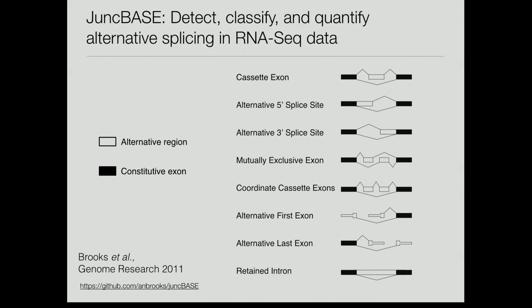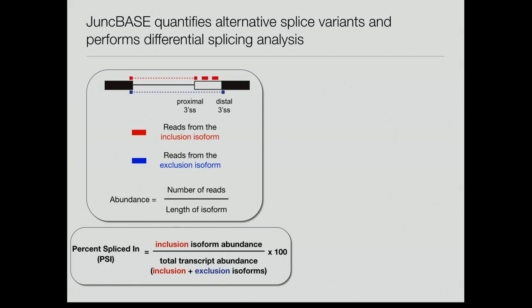And so with JuncBase, you're able to detect alternative splicing. It also classifies the splicing into these different types, which I'll show is also very informative to study these factors. And JuncBase can also quantify alternative splicing, and I'll go through one example of that. So this is a representation of an alternative 3' splice site event, where the white box is representing an alternative exon or a portion of an exon. And there's two different isoform choices. There's one that includes the white exon, and there's one that skips the white exon.